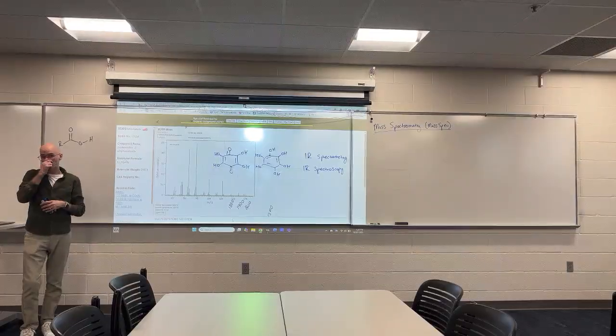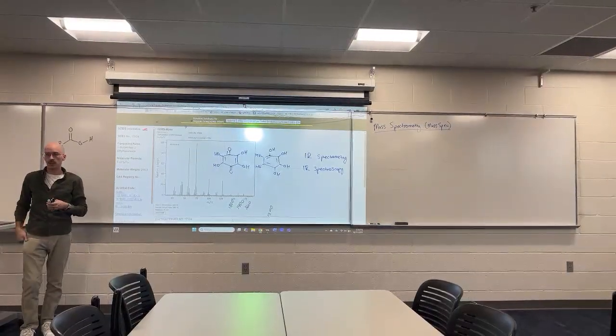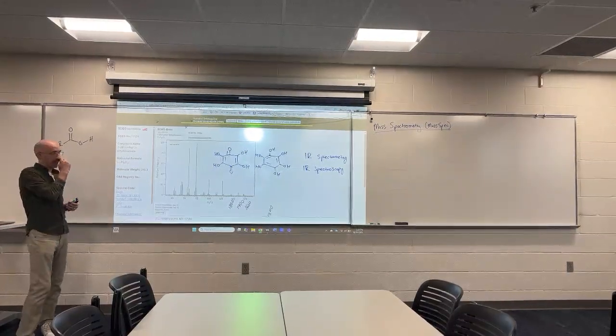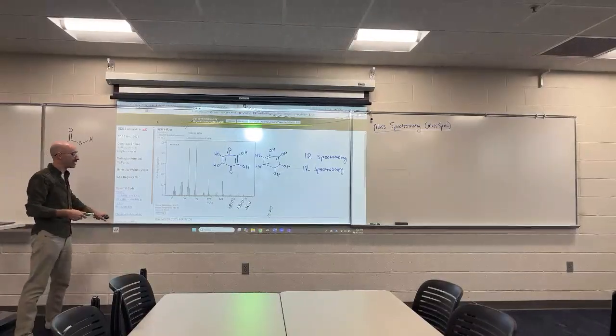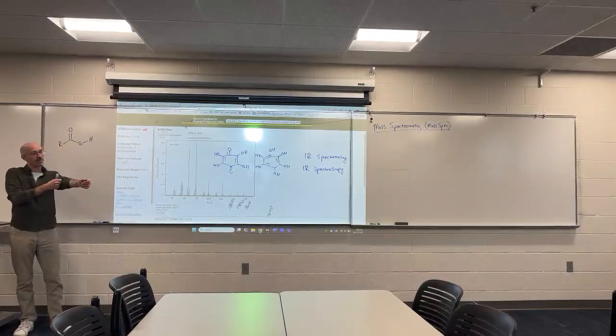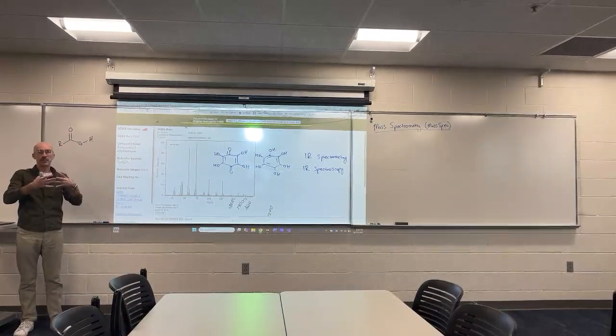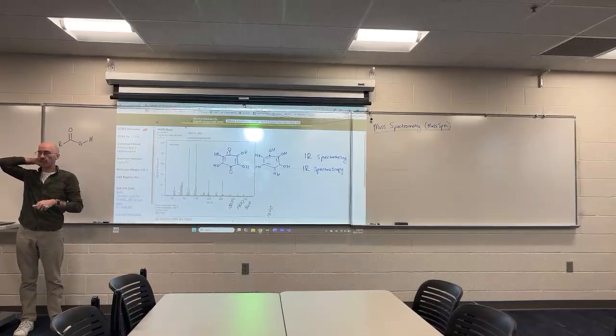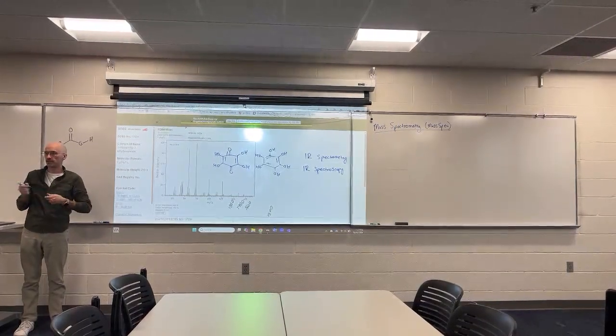Mass spec. This is our last instrumental technique that we'll learn about. And depending on how fast we get through this, I'm hoping we can actually go through some problems of taking multiple spectra and using them to figure out a compound based on its spectra. All right.